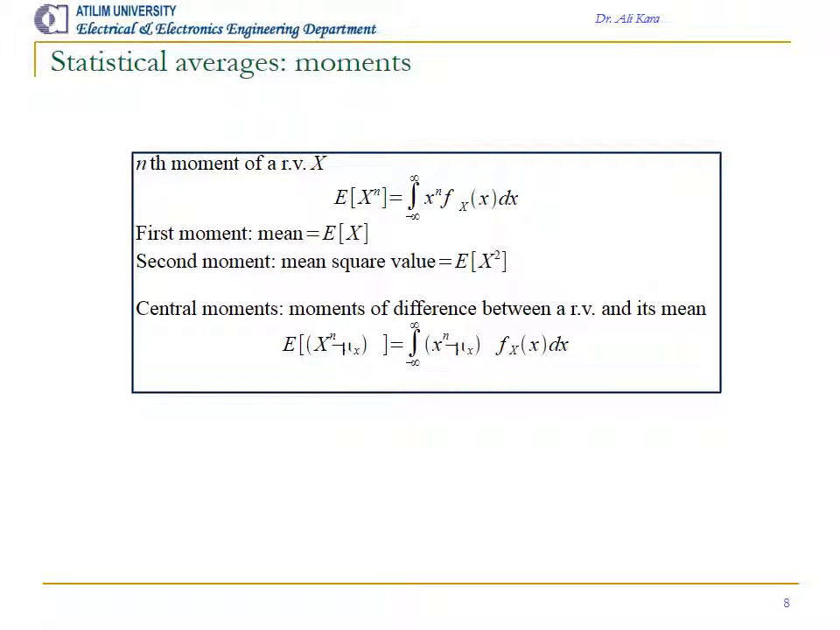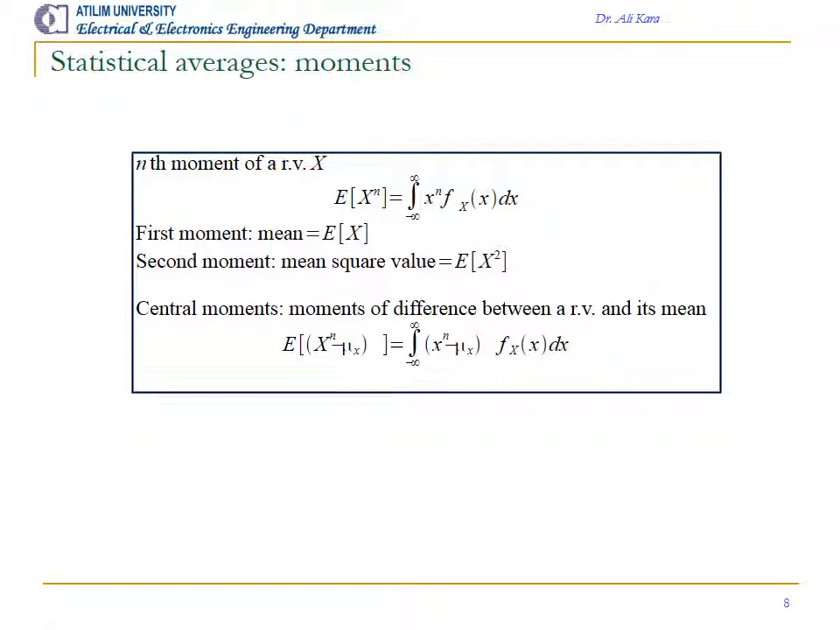Statistical averages, moments. The nth moment of random variable X is given as the integral from -infinity to infinity of x to the n times PDF of x, dx. The first moment is the mean, E of X. The second moment is the mean square value, E of X squared.